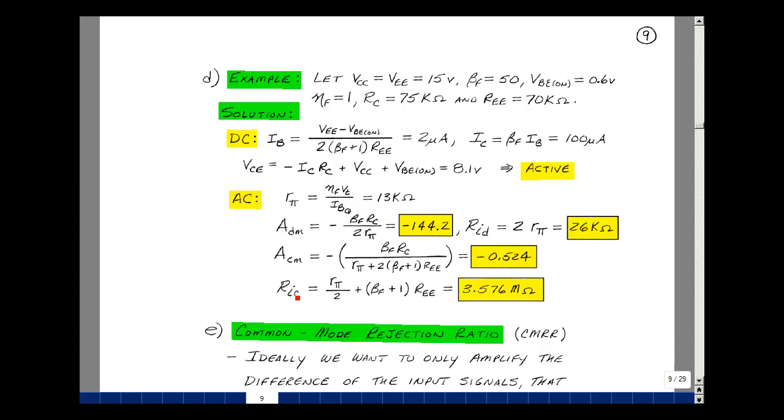And then lastly, R sub IC is R pi over 2 plus the quantity beta F plus 1 times REE. 13K divided by 2, then 51 times 70K is 3.576 megohms. Very big common mode input resistance and a not so big differential mode input resistance.